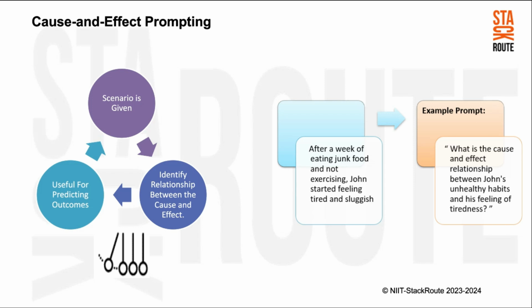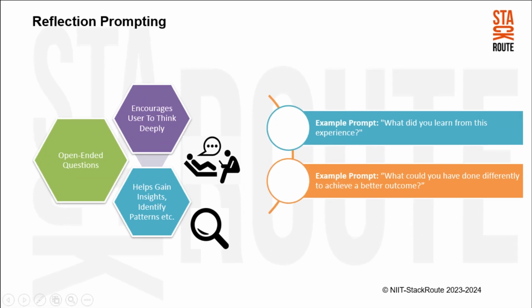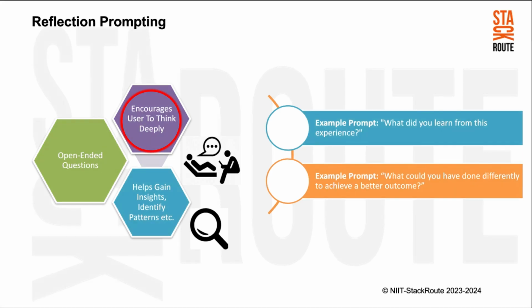Now, let us see another type of prompt engineering technique, which is reflection prompting. It is a type of prompting that encourages the user to think deeply about a topic and reflect on their personal experiences or beliefs related to that topic. The purpose of reflection prompting is to help the user gain insights, identify patterns, and connect with their emotions or values. Reflection prompting can be used in a variety of contexts, such as therapy, coaching, or self improvement. They often provide open ended questions that encourage introspection and self awareness.